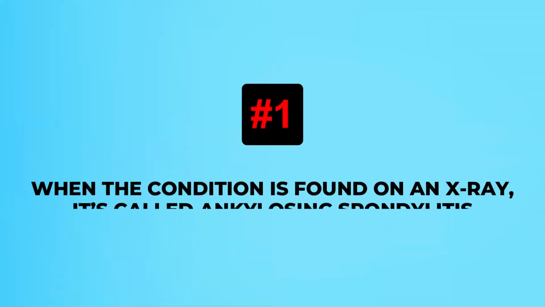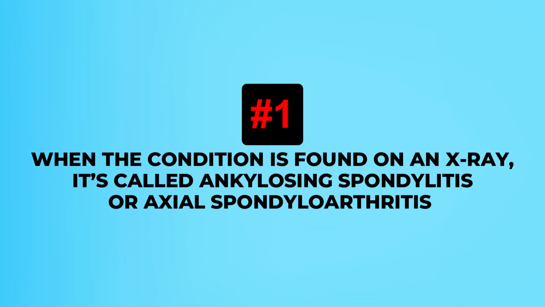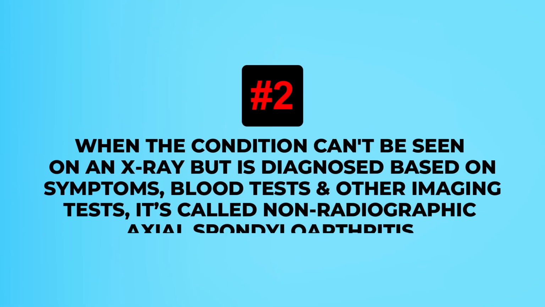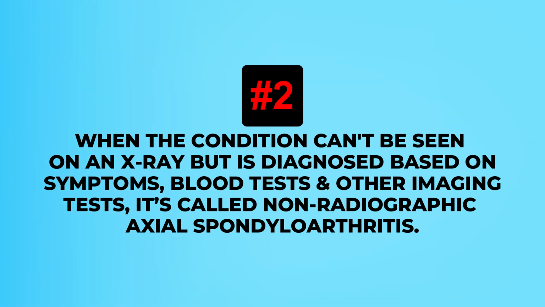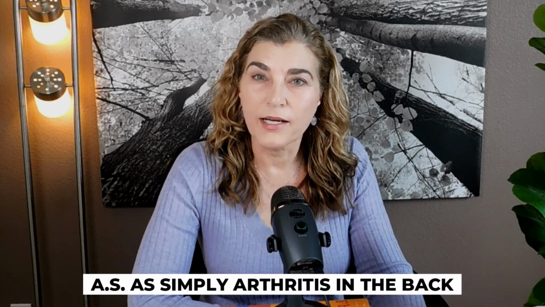AS is categorized as an autoimmune inflammatory disease that actually has two types. Number one, when the condition is found on an X-ray, it's called ankylosing spondylitis or axial spondyloarthritis, as I just mentioned. Or number two, when the condition can't be seen on an X-ray, but is diagnosed based on symptoms, blood tests, and other imaging tests, it's called non-radiographic axial spondyloarthritis. That's a mouthful. In layman's terms, I've always thought of AS as simply arthritis in the back.